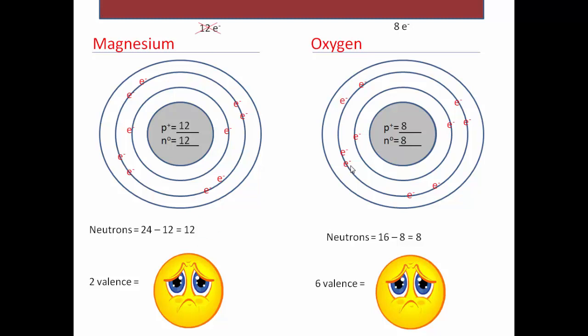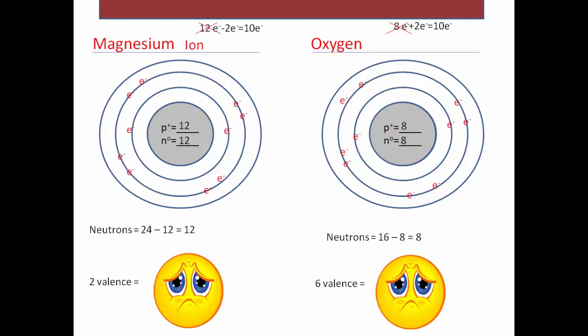Let's figure it out. But okay, we had 12 electrons. We don't have 12 anymore. We now have 10 electrons. Let's see, 1, 2, 3, 4, 5, 6, 7, 8, 9, 10. Yeah, and on this valence shell, there's 8. Oh, let's check oxygen. We've got 8 electrons, but we added 2 more. There's now 10. And it's 1, 2, 3, 4, 5, 6, 7, 8, 9, 10, 8 in that valence shell. What? I think something has changed here.